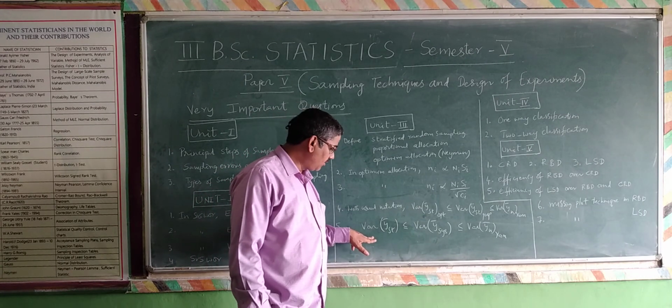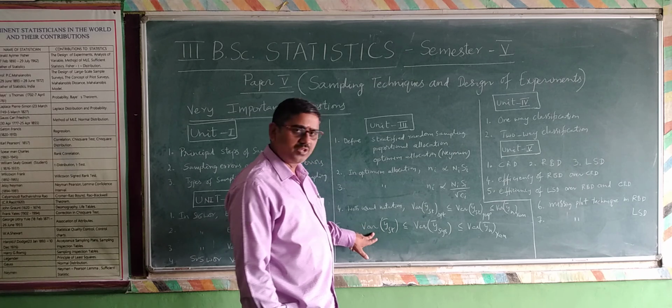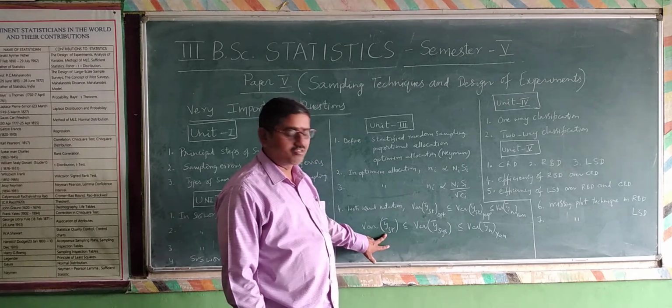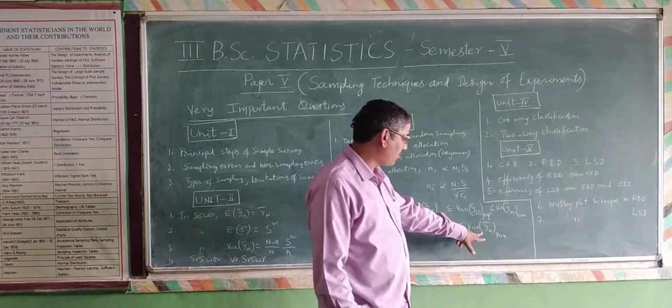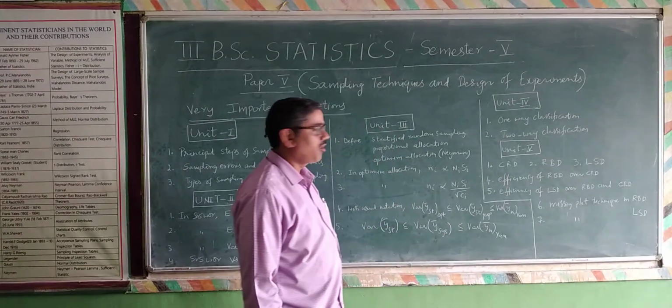Has a linear trend, and you have to prove this: the variance of y bar st, stratified random, is less than or equal to the variance of y bar sys, systematic sampling, which is less than or equal to the variance of y bar random. This is of the third unit.